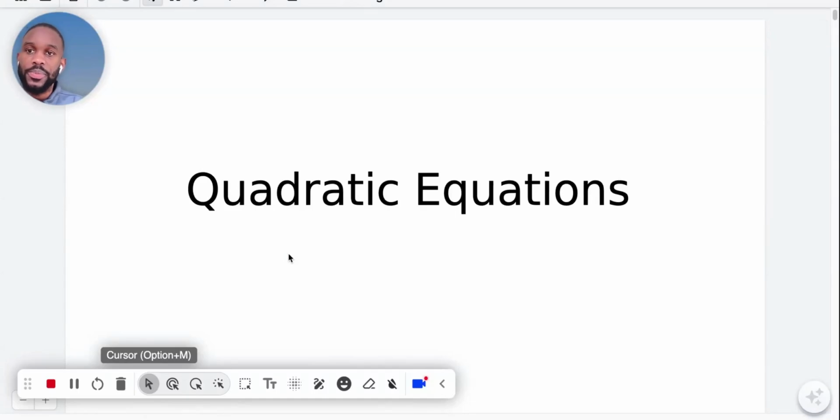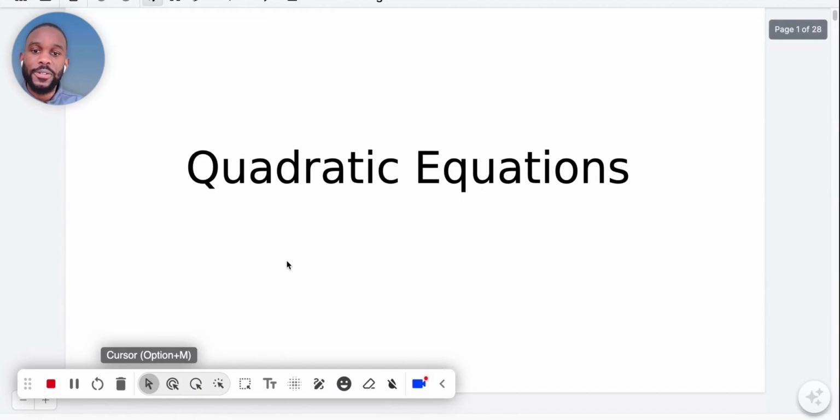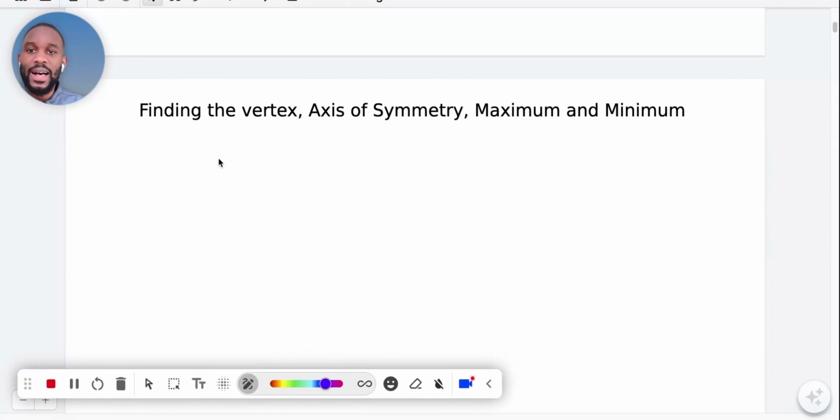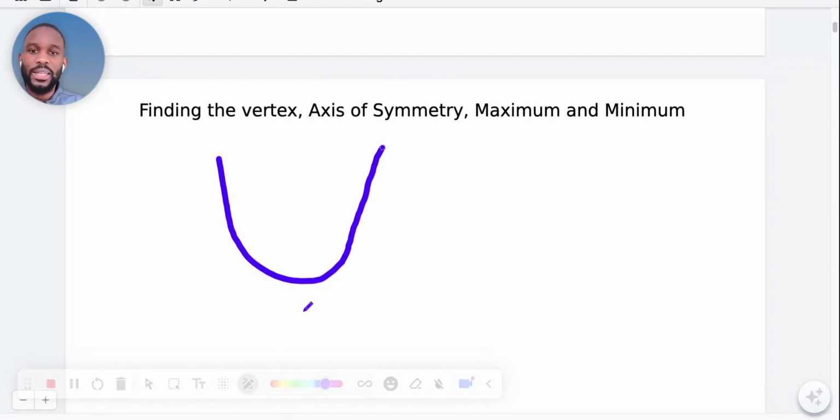Welcome to this video, and we're going to be looking at the basics of sketching quadratic equations. So the first 3 or 4 words that you need to be familiar with is the vertex. How do you get the vertex? So what is a vertex? When you have a curve, whichever curve you're talking about, this point here is what we call the vertex.